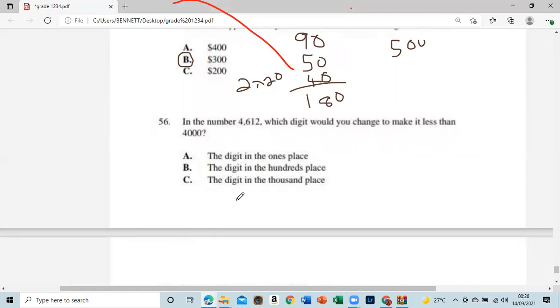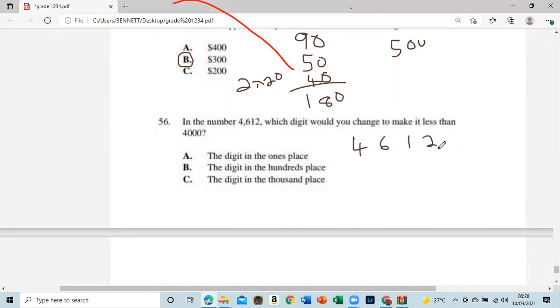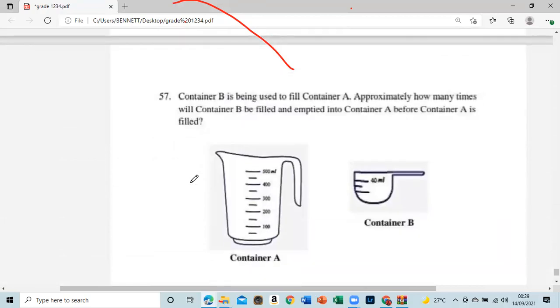All right, so I can write out the number. 4, 6, 1, 2. Let me say the digit in the ones, please. If I put 9 or so, it doesn't matter. It's not less than 4,000, right? The digit in the 100s, please. No, the digit in the 1,000s. You can change this to 3 and it's less than 4,000. That's the place value for you.